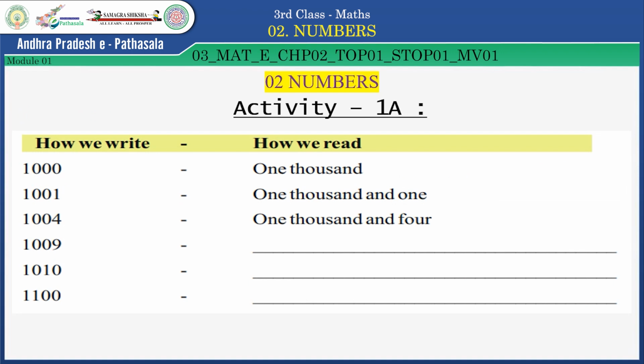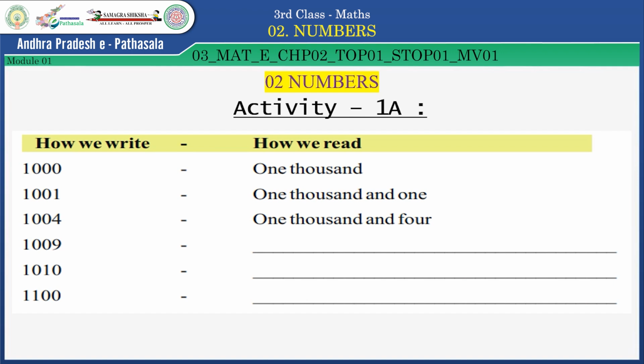Now, let us solve an activity on number names. Look at the picture, children. There are four-digit numbers and their representation in words. Observe the first number. It has 1 in thousands place and zeros in rest of the digits. So, we read this number as 1000. Observe the second number. It has 1 in thousands place and 0 in the hundreds and tens place digits and 1 in ones place digit. So, we read this number as 1001. Similarly, the third number has 1 in thousands place and 0 in the hundreds and tens place digits and 4 in ones place digit. So, we read the number as 1004.